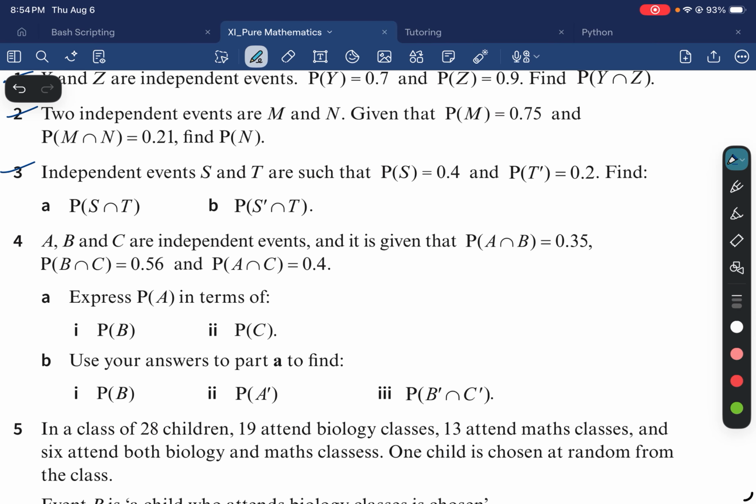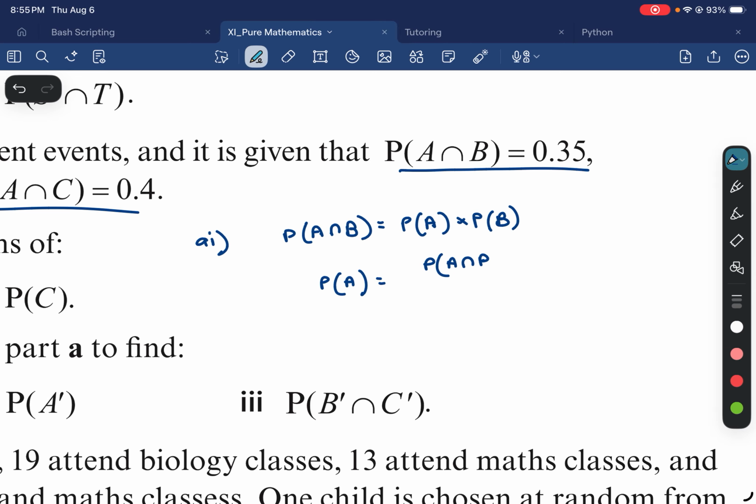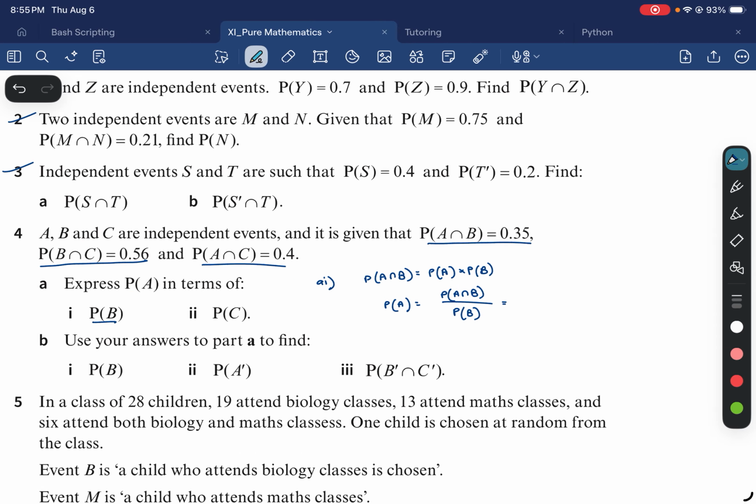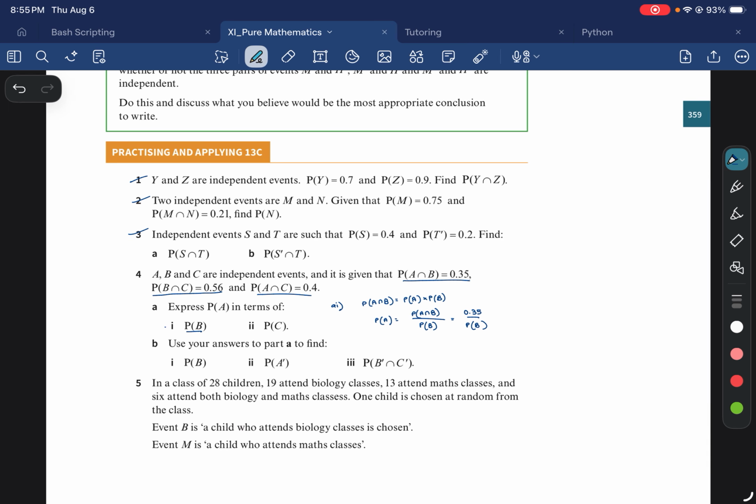A, B, and C are independent events, and it is given that A intersect B is this, B intersect C is this. Okay. All right. Express P(A) in terms of, so part A, right? So in terms of P(B), I know P(A intersect B) is P(A) times P(B). So P(A) is just going to be P(A intersect B) divided by P(B). So P(A intersect B) is just 0.35 divided by P(B). So that is what they want. We don't know what P(B) is. We just want to express.